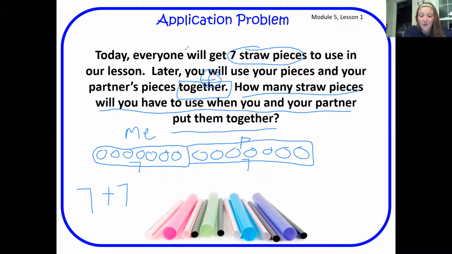So I'm going to say 7 plus 7. I can either count on, or I can say I know my double stacks. So I have 7, 8, 9, 10, 11, 12, 13, 14. I have 14. I'm going to put an S for straws. So I'm going to put my line up here, and I have 14 for my total. What would my sentence be to answer the statement?